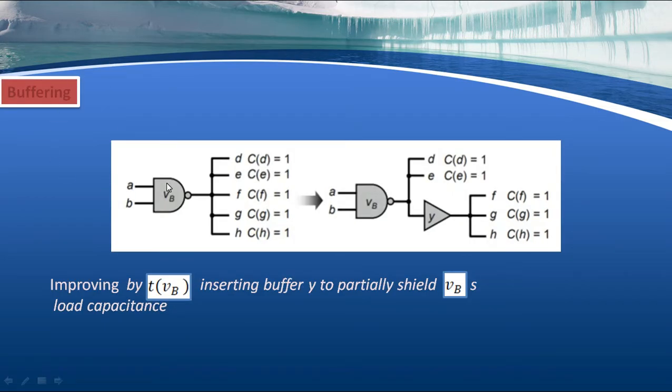Then buffering, you see there A, B, V, B. What we did here, we have provided a buffer over here. So D, 1, so we got this. Improving by VB, the timing of inserting a buffer wire to partially shield VB from its load capacitance. This much of load capacitance will be shielded from it. Right now, VB is not seeing it, so partially it is shielded by this. This is one of the buffering cells.